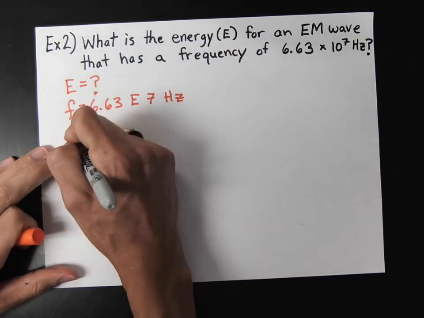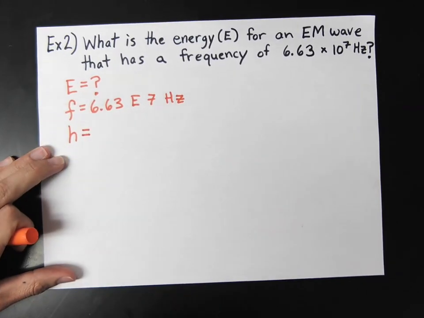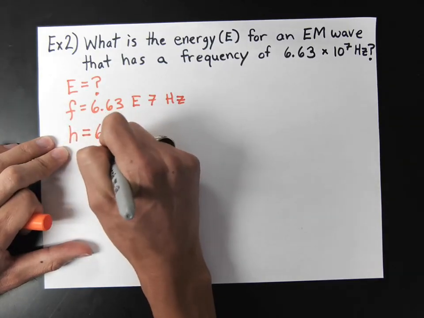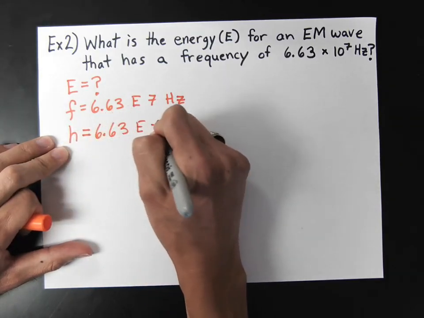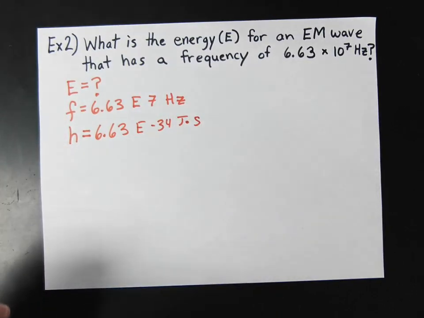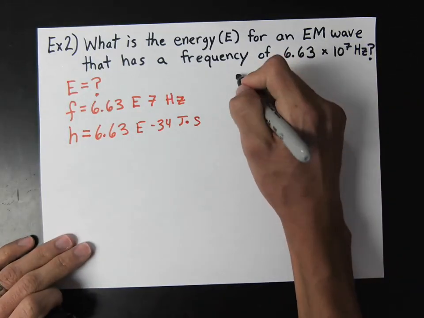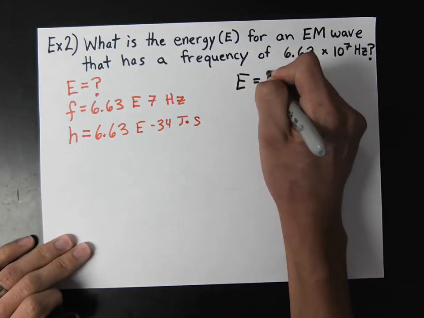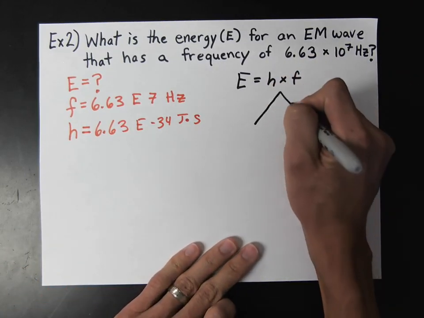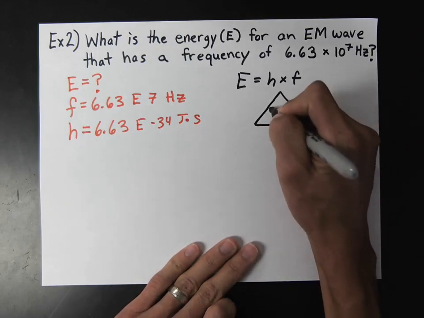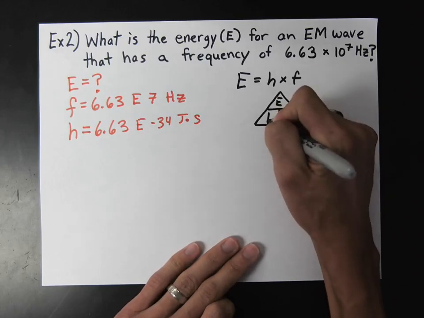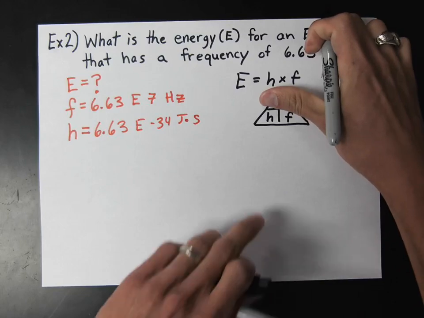So we know we need Planck's constant, which is 6.63 E negative 34. It has weird units: joules times seconds. So the equation is E is equal to h times f. You could also have this little triangle just in case you struggle with manipulating, but it's pretty simple. It's just E, h, and f. We're looking for E, so it's going to be h times f.